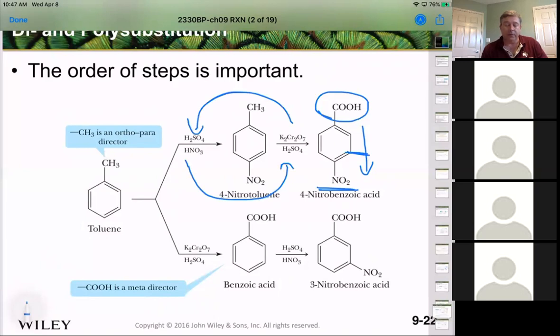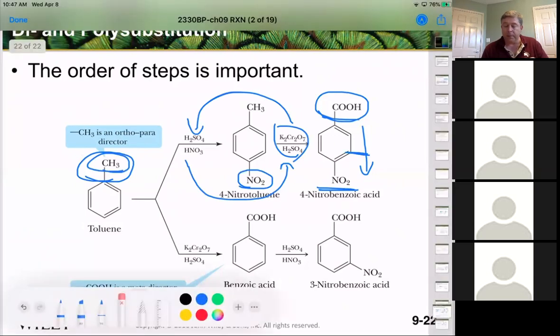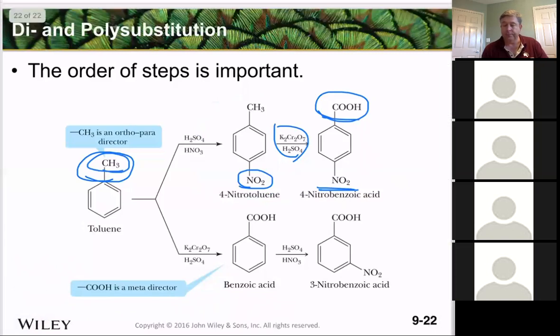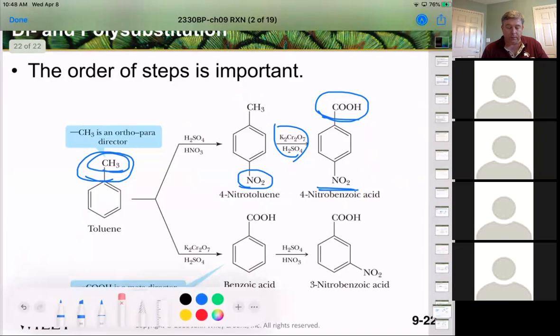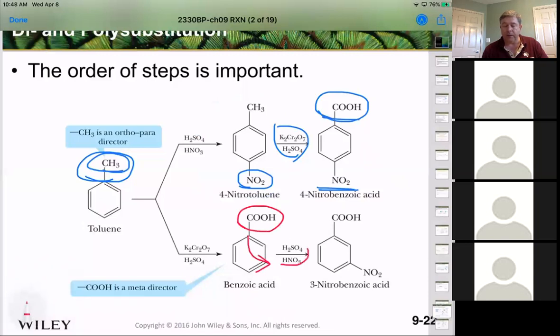So if we nitrate first, because this is an ortho-para director, we can get our nitro group here, and then we oxidize, do that benzylic oxidation, because we have hydrogens there, to our carboxylic acid. We will get to this para substitution, okay? If we already had the carboxylic acid there, we would get meta substitution, okay? So if we want meta substitution, what we do is we go ahead and oxidize it first, and that's going to direct meta, and that means when we do the nitration, we're going to get it in this position here, okay?